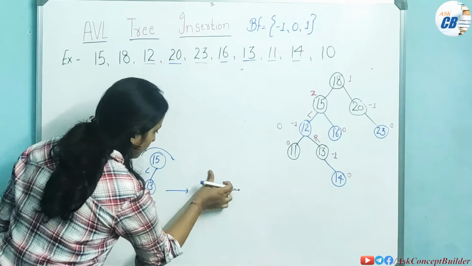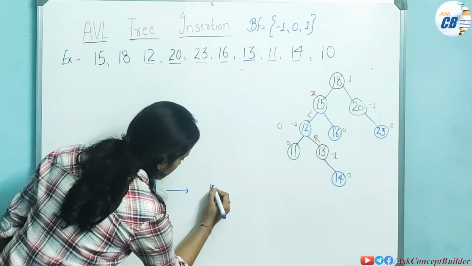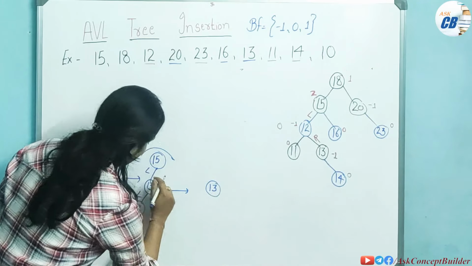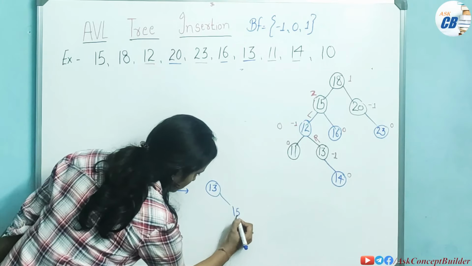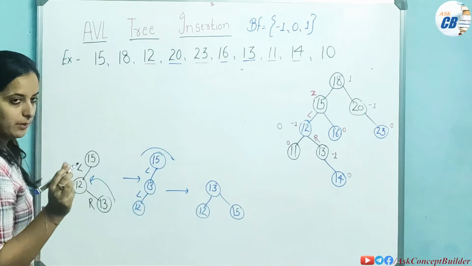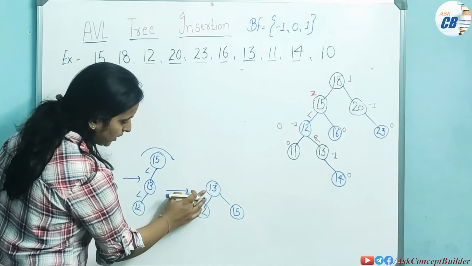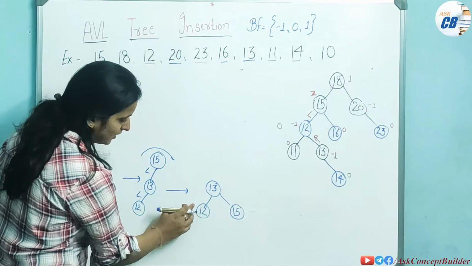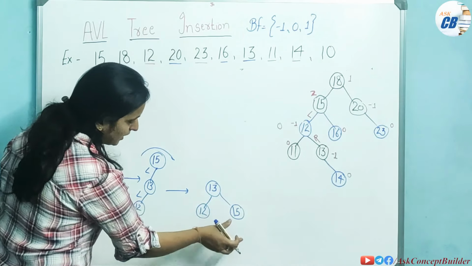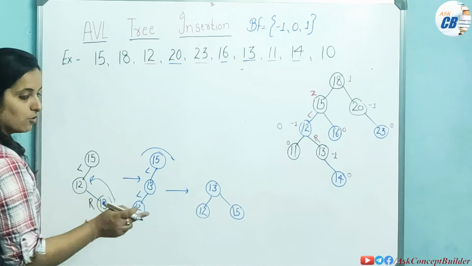How your nodes will be when you perform a right rotation: 15 will go down and 13 will become your root node. So this will be your 13, and 15 has come down. This is your 15 and this is your 12. In this way your tree will be, this will come down. Now you can check here one time. See, 13 is your root node, 12 is less than 13 and 15 is greater than 13. So our tree is correct. In this way we will perform the rotation.